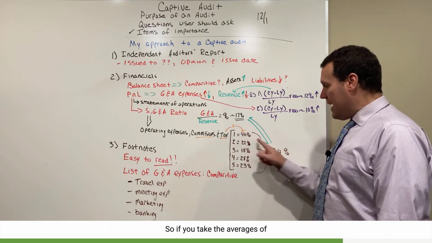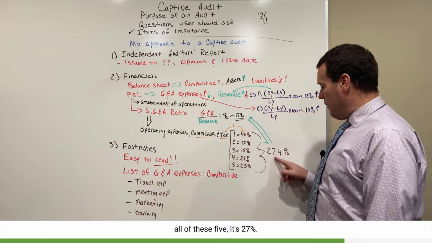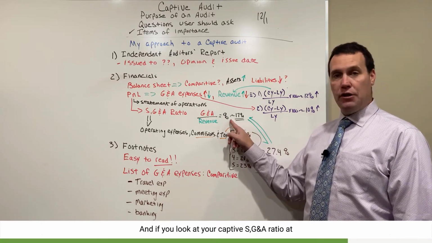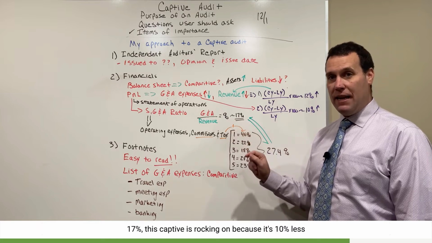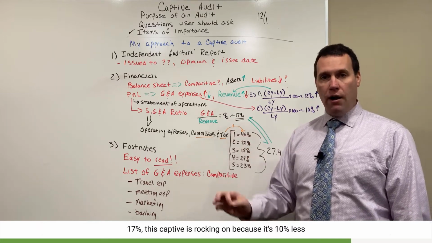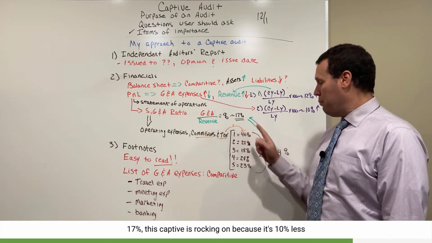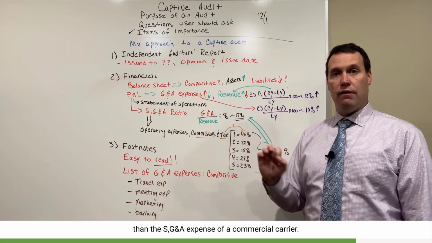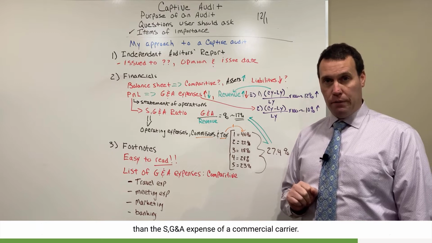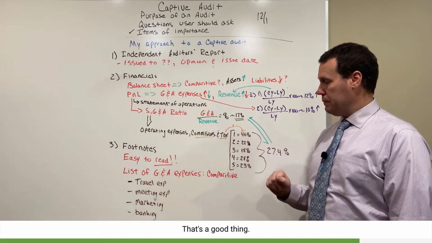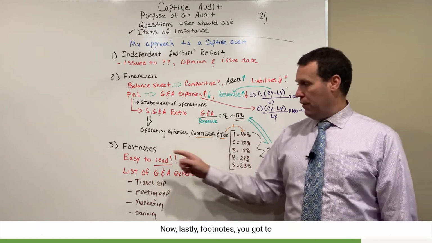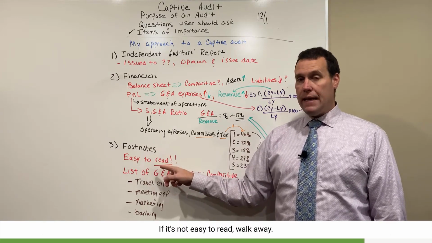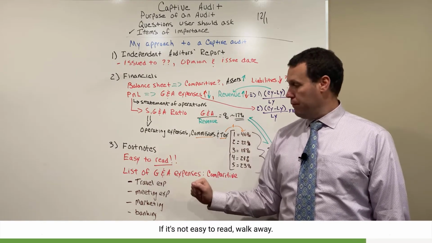If you take the averages of all of these 5, it's 27%. And if you look at your captive SG&A ratio at 17, this captive is rocking on because it's 10% less than the SG&A expense of a commercial carrier. That's a good thing. Now, lastly, footnotes. You've got to make sure it's easy to read. If it's not easy to read, walk away.